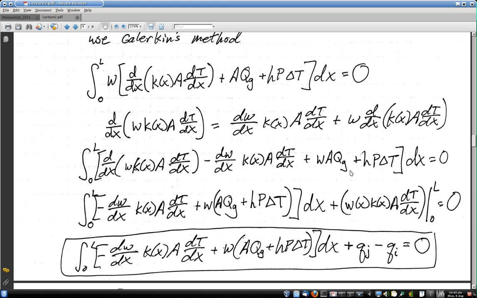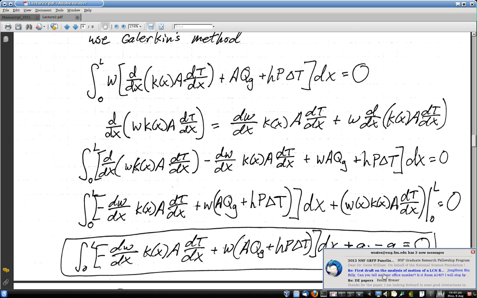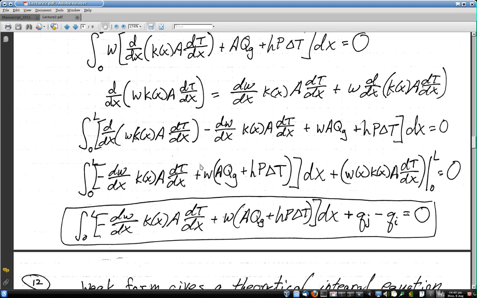Alright, so we manipulate the equations, rearrange some things. I've written the equation correctly here with the weight function times everything. You can integrate this explicitly. So this is just a derivative integrated over dx. So you just have to evaluate this function at the endpoints, 0 and L.